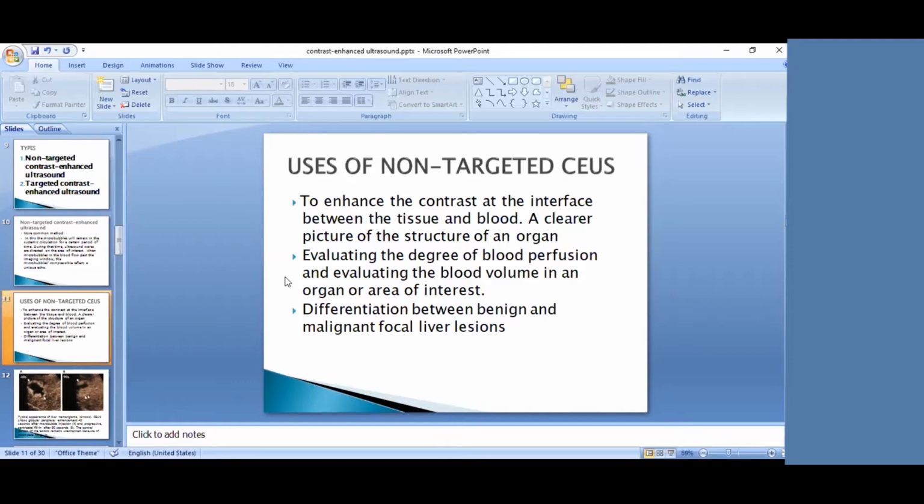We will see the blood perfusion in that organ or area of interest. Differentiating between benign and malignant focal liver lesion. Obviously, benign lesions have less vascularity, malignant lesions have higher vascularity. So we can differentiate between the benign and malignant focal liver lesion. So the uses of it, we will see a more clear picture of the structure of the organ. We can evaluate the blood perfusion of that organ or structure or our area of interest, and we can differentiate between benign and malignant liver lesion.